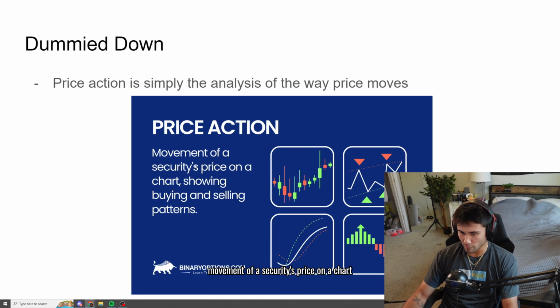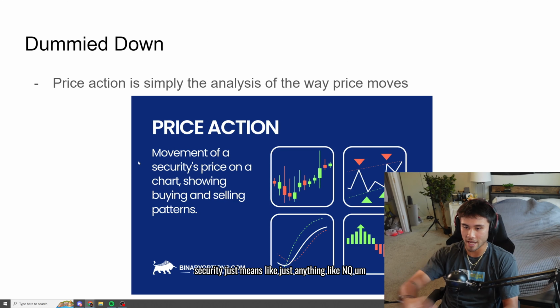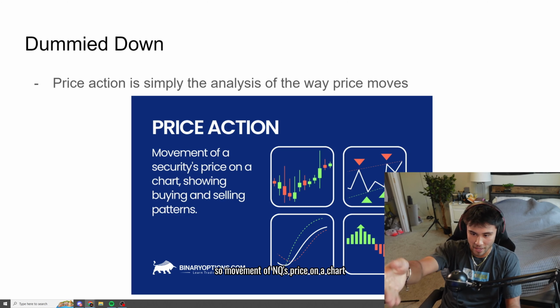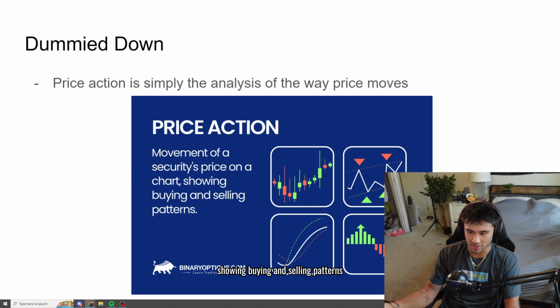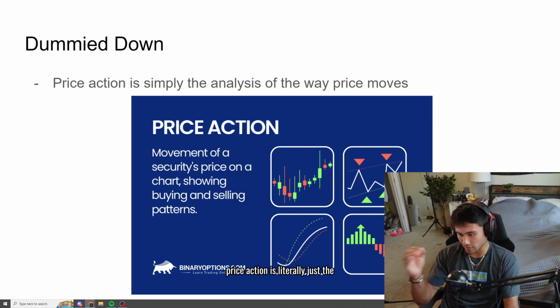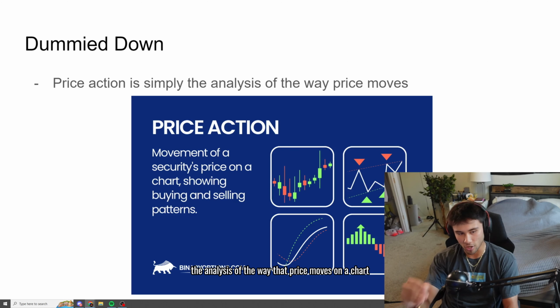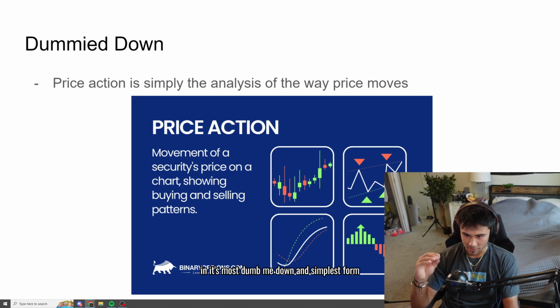I pulled this picture off the internet. Price action is the movement of a security's price on a chart. Security just means anything. Like NQ is what I trade, so in my case, it would be NQ. So it's the movement of NQ's price on a chart showing buying and selling patterns. That's all it is. Price action is literally just the analysis of the way that price moves on a chart in its most dumbed down and simplest form.